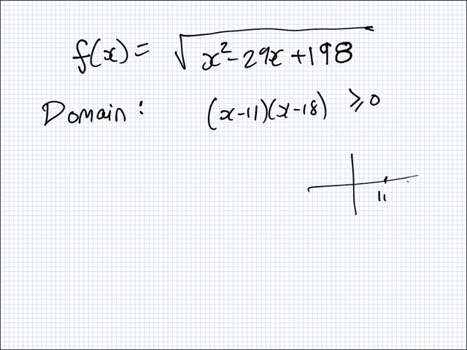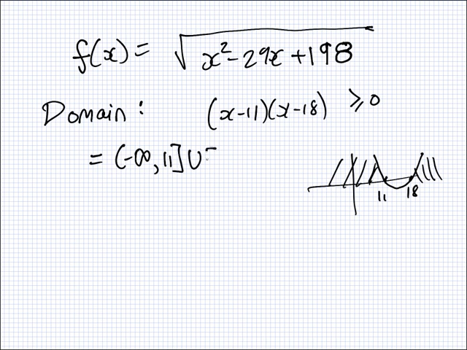So, there's 11, there's 18. So what's the domain? It's this and this. Minus infinity to 11, closed, and 18 to infinity. Except 0. Oh no, you can have 0. Yeah?